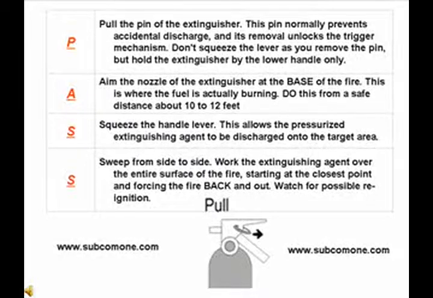And the last S, and this is the important part of the technique, is sweep from side to side. Work the extinguisher agent over the entire surface of the fire, starting at the closest point and forcing it back. As you move forward, sweeping side to side, watch for possible reignition. If you believe the fire has gone out or the extinguisher all of a sudden stops working, just lay the extinguisher on the ground, back away, close the door, continue your evacuation, and remember to call 911. There's never any excuse for not calling 911.